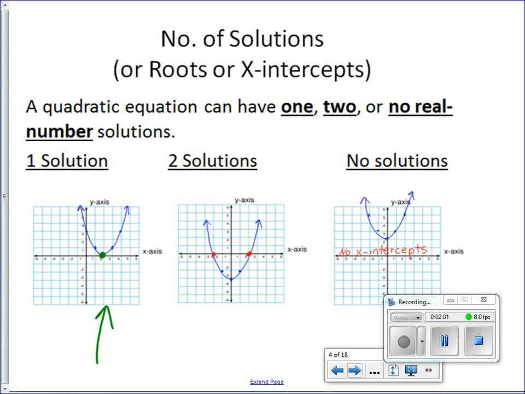In this case, we would say the solution is x equals 2, since it crosses the x-axis where x is 2. In our next example, where we have two solutions, it crosses the x-axis at negative 2 and at positive 2. So we would say our solutions are plus or minus 2. And in our next example, the parabola does not even cross the x-axis at all. So there are no x-intercepts, therefore there are no solutions.